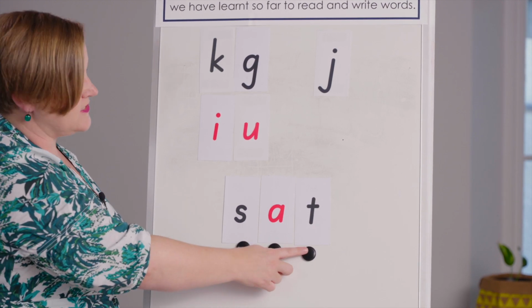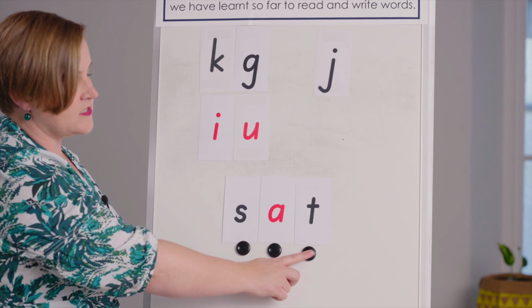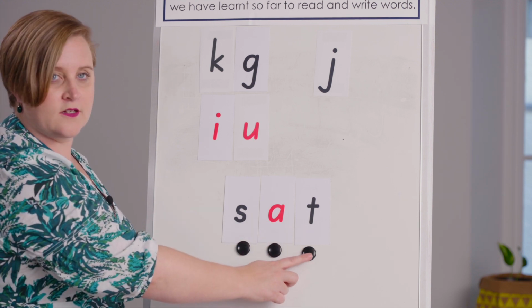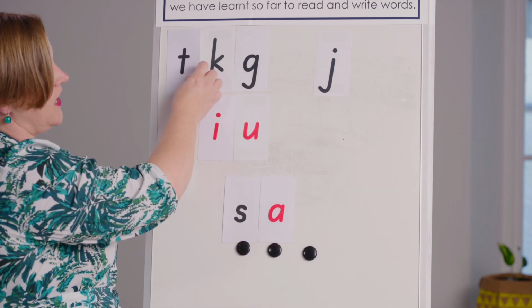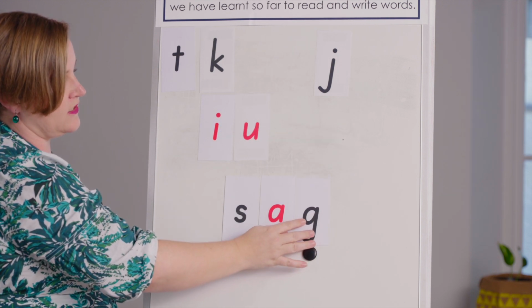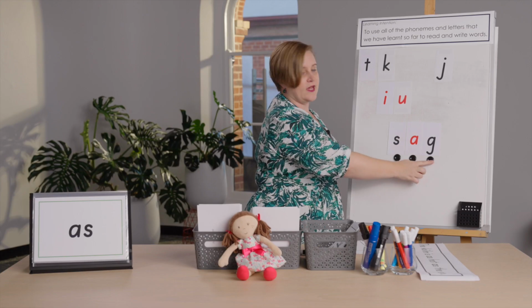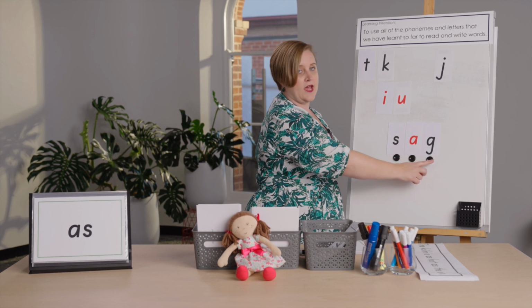If this is sat, make it say sag. Listen again. Sat to sag. What are we swapping? Yes, the last phoneme this time. We need to take out the T and put in the G. G. Sag. If this says sag, make it say jag.